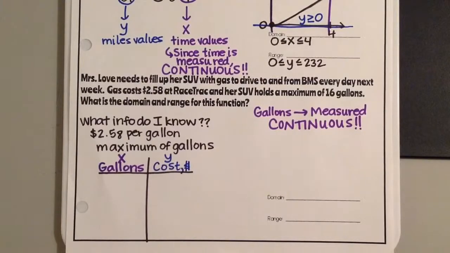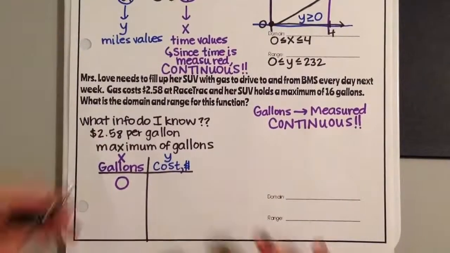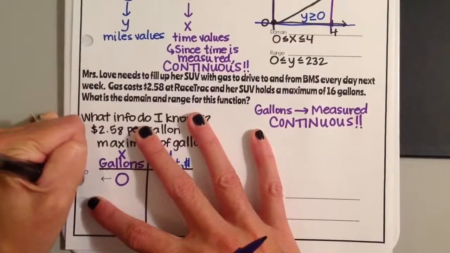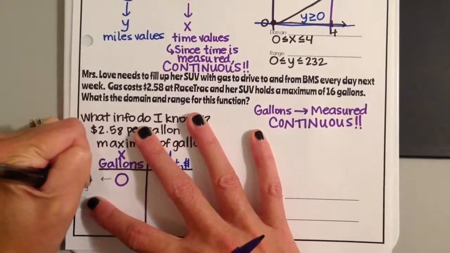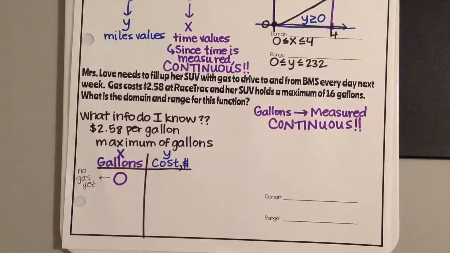Hopefully you said no negative numbers, but I can have 0 gallons. If I have 0 gallons being filled up, that means no gas yet. I have not started pumping gas into my SUV yet, so therefore I have no gallons of gas being purchased.